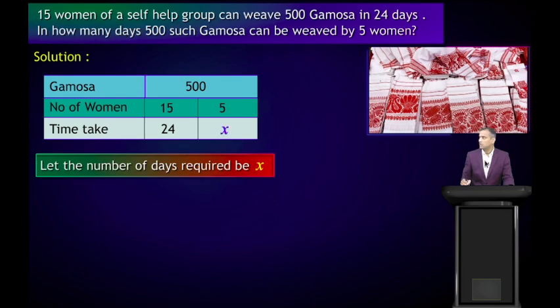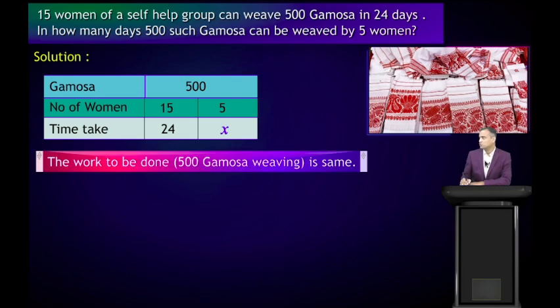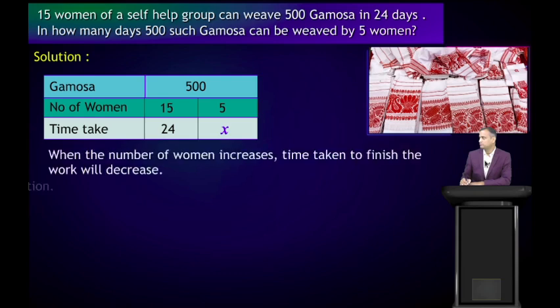Okay. Now again, which kind of proportion is this? If the number of women increases, then time taken decreases, because more women can take less time to weave 500 gamosas. Okay, so again this is, yes, very good, this is indirect proportion. The work to be done is the same. When the number of women increases, the time taken to finish the work will decrease. It is the case of indirect or inverse proportion.